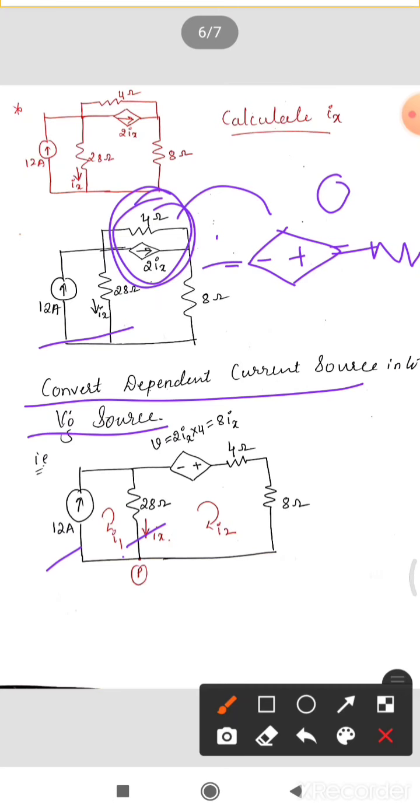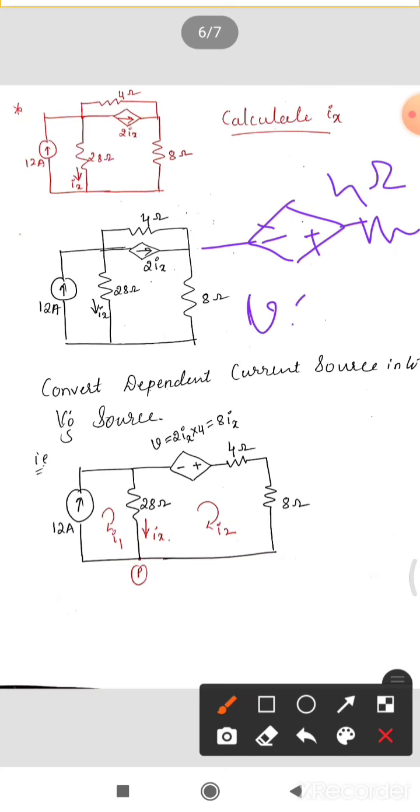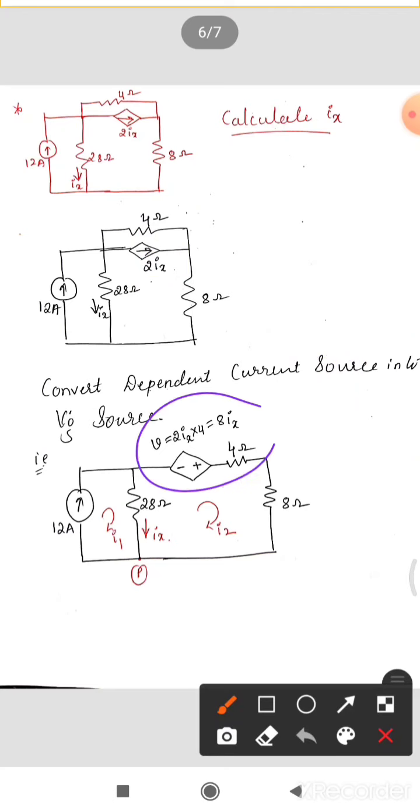Now we'll convert the dependent current source into a voltage source, negative and positive, and this 4 ohm resistance will be in series with that. So we calculate V is equal to I into R. I is 2 Ix, and R is 4 ohm, which is nothing but 8 Ix. So we take 8 Ix in series with the 4 ohm, and then the 8 ohm as it is. This is our circuit.